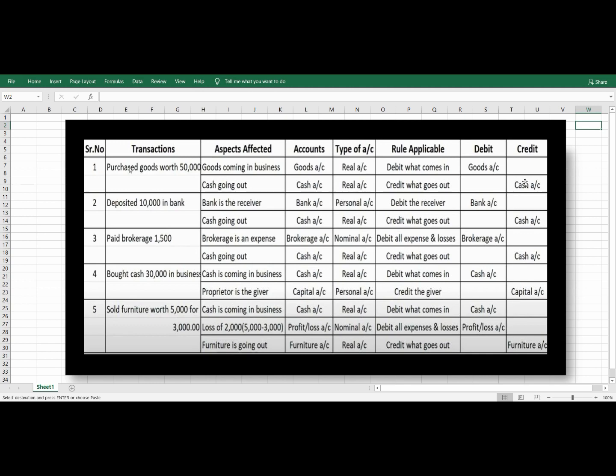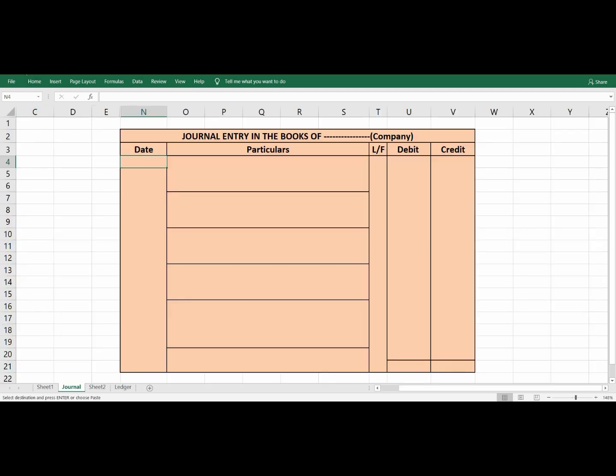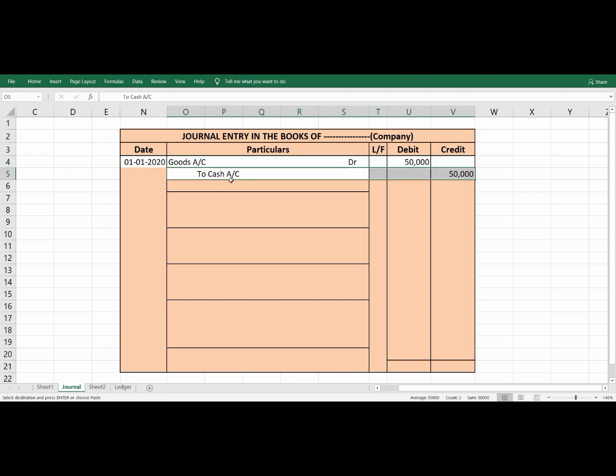Now let's see how we pass this transaction in the books of accounts. First we will write the date, which is 1st January 2020. Then the debit: goods account debited 50,000. Over here, since goods account is debited and it's a debit entry, we will write Dr. at the end of the sentence. And 50,000 is the amount that is being debited. Now, cash will be credited. Therefore, to cash account, credit of 50,000.